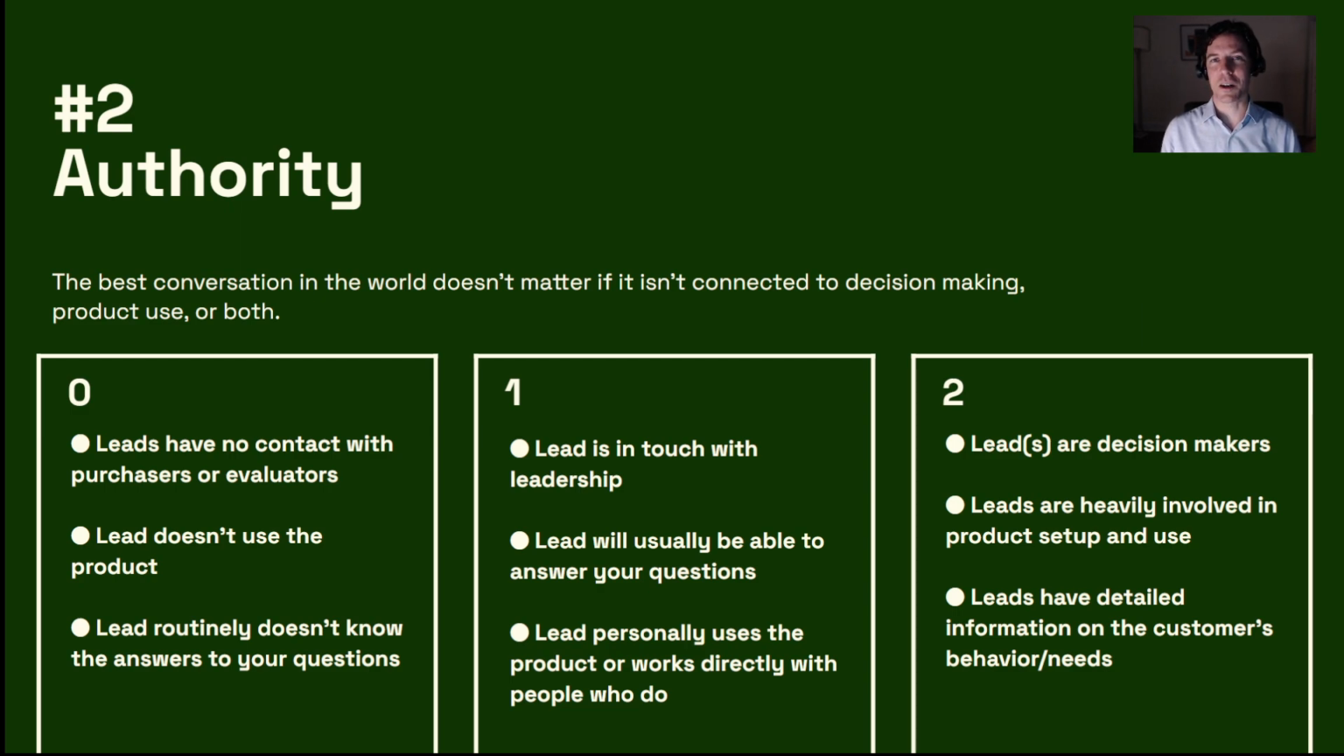Number 2, leads are the decision makers. If you work directly with the CEO, there you go. Leads are heavily involved in product setup and use, also very helpful. If they're the people that implemented the product and were the most heavily trained in the beginning, that's helpful too. Leads have detailed information on the customer's behavior and needs, not just the product itself or the staff using it, but also the actual strategic goals behind the purchase in the first place: why they're using this platform, why they picked it up, what they want to use it for in the future. That's really good. So there's your 2 on authority, your top score on authority.